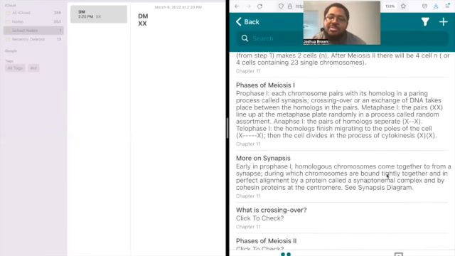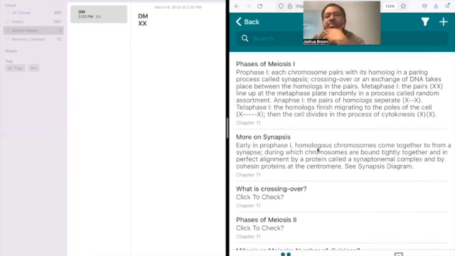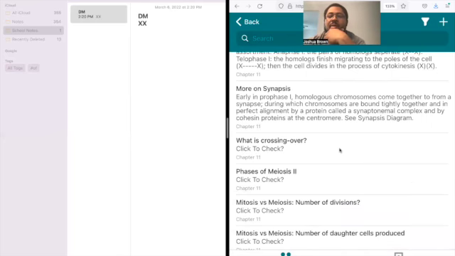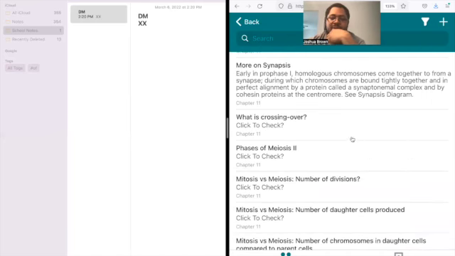So more on synapses. Early in prophase one, homologous chromosomes come together to form a synapse. Okay, we were just talking about this. Crossing over, we just talked about that as well.